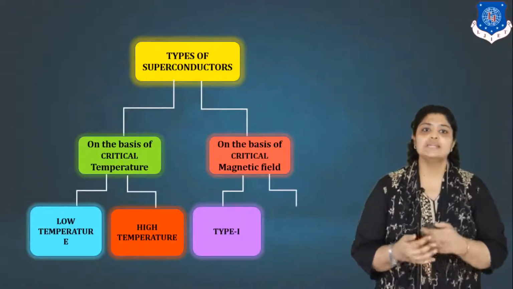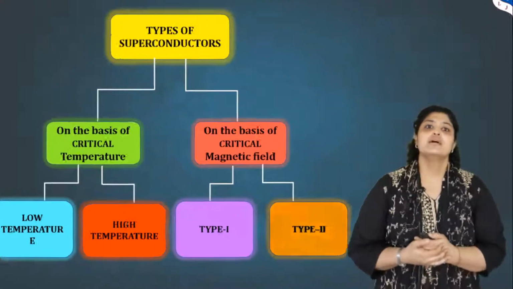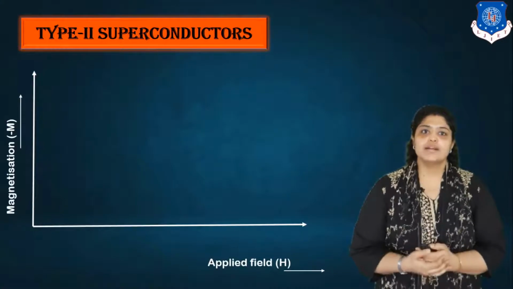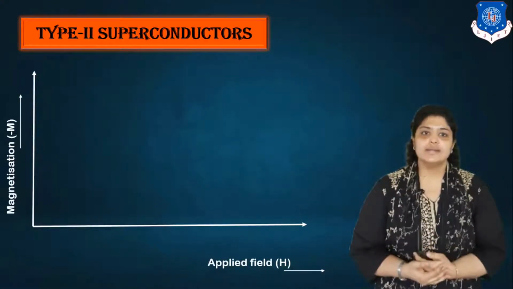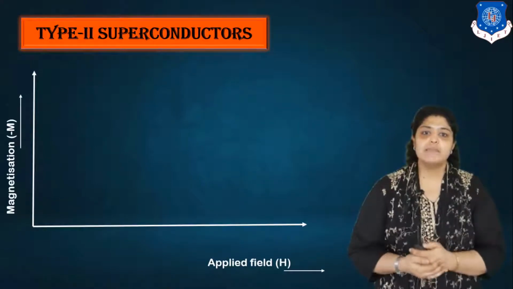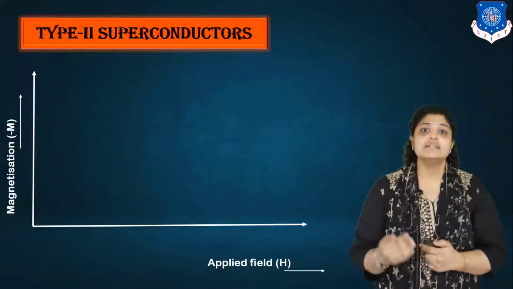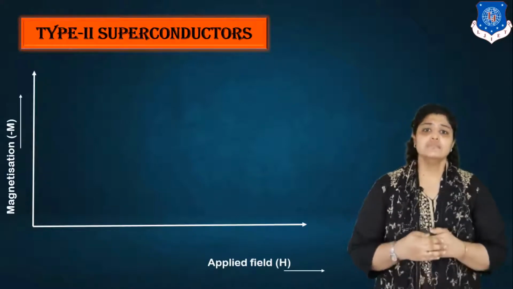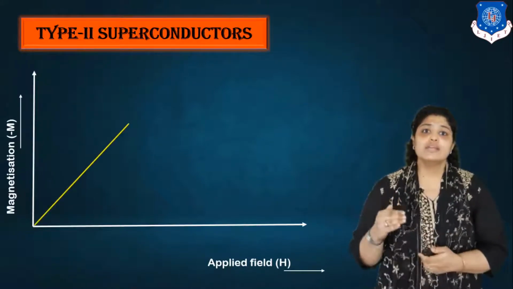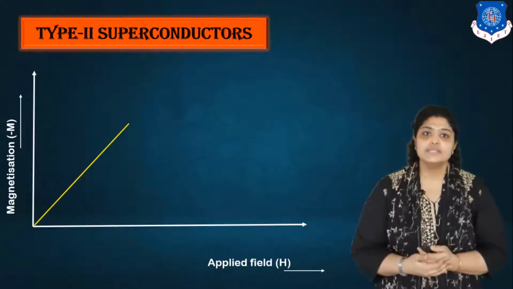Now let us move on to the next category, that is known as type 2 superconductors. Starting with type 2 superconductors, again I will be explaining with the help of a graph. Same like type 1, we have taken applied magnetic field on the x-axis and magnetization, that is -M, on the y-axis. Starting with the graph, you increase the value of applied field, magnetization will increase but in opposite direction.